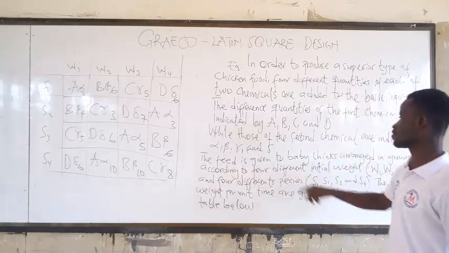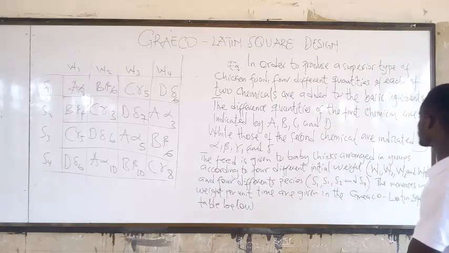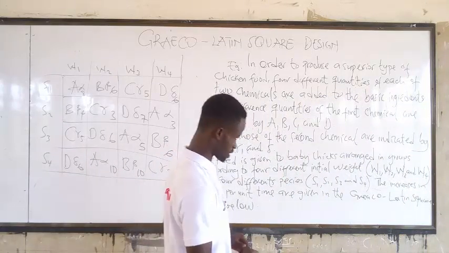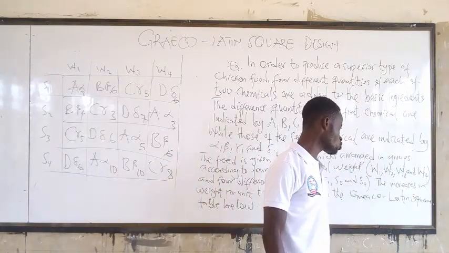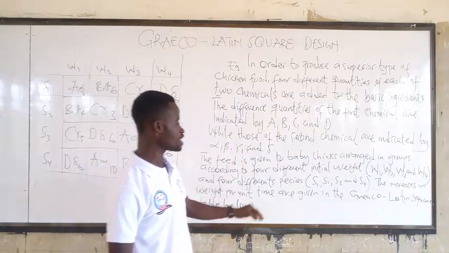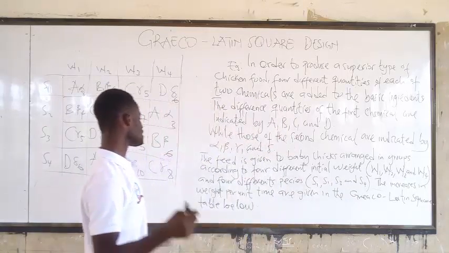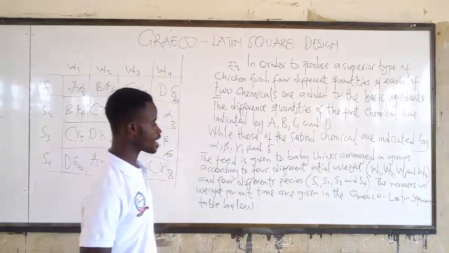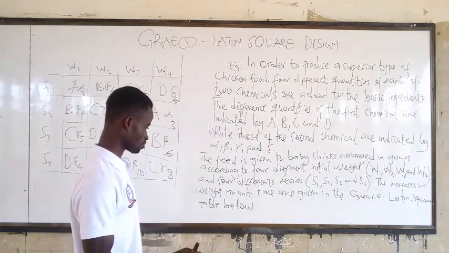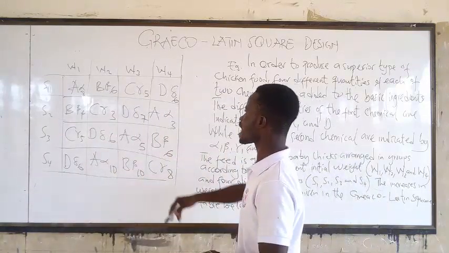The feed is given to baby chicks, arranged in groups according to the four different initial weights. So weight one, weight two, weight three, and weight four, and four different species, S1, S2, S3. The increase in weight per unit time is given in the Greco-Latin square table below. Right? Alright, so that's what we have.